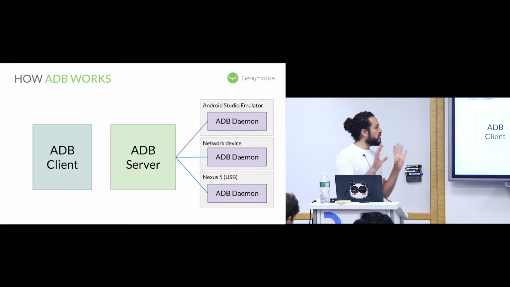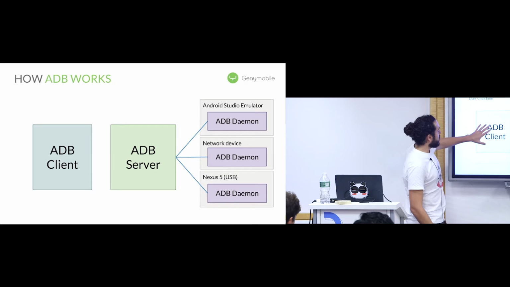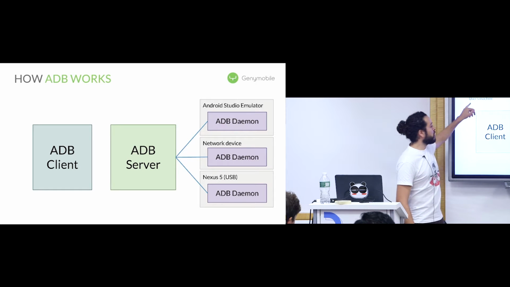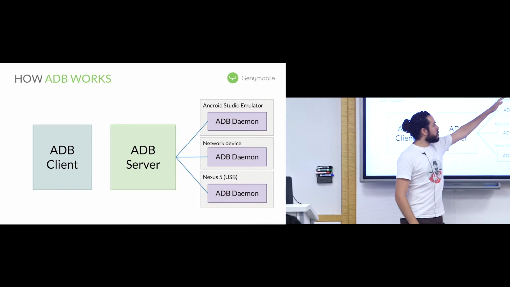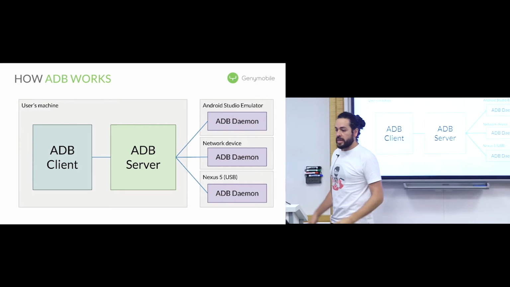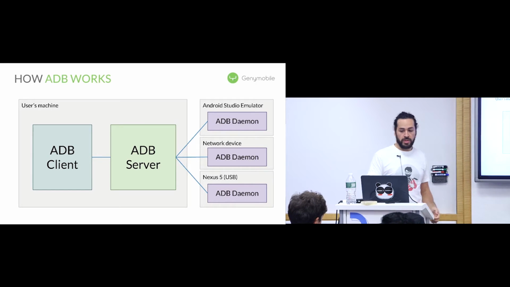So now we have this kind of big picture, and what we know is that the ADB client and ADB server are running on the user's machine, and you have all these ADB daemons that are each running on a single device. Every Android device has an ADB daemon running, or you cannot develop on it, basically.